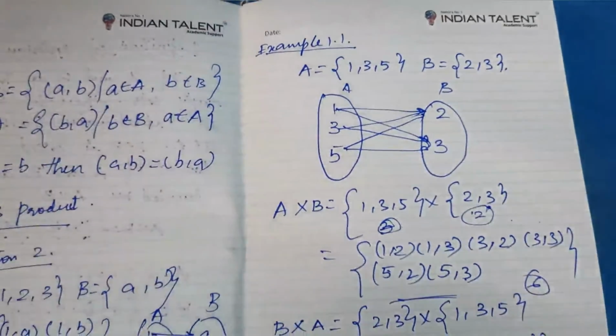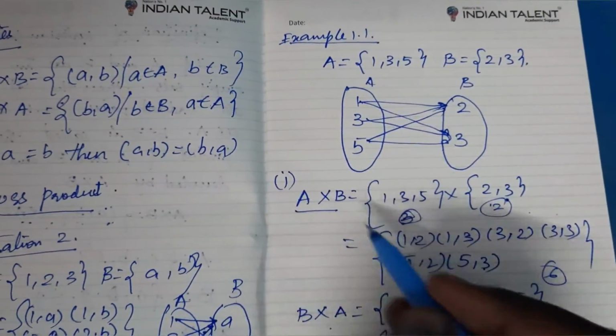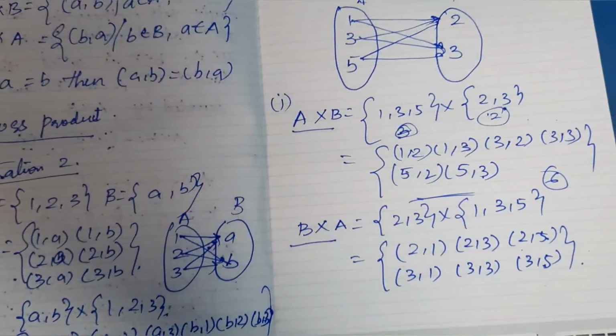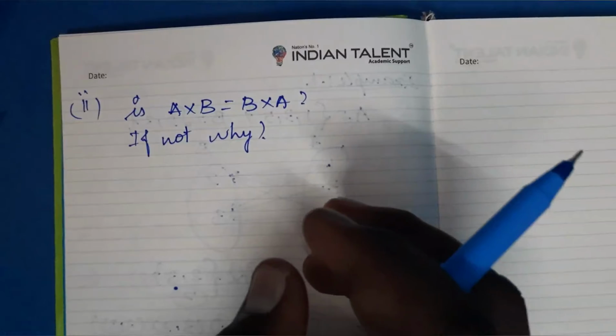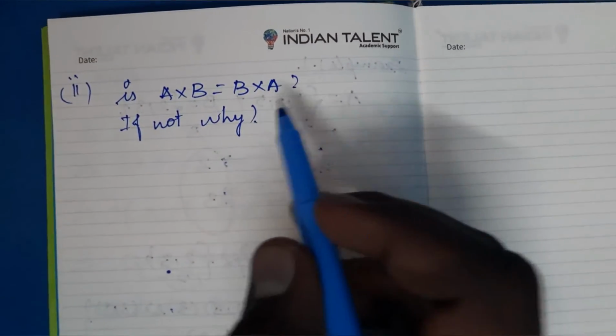In example 1.1, this is the first subdivision. We have to find A cross B and B cross A. We found them. And the next subdivision: is A cross B equal to B cross A? If not, why? And they are asking.